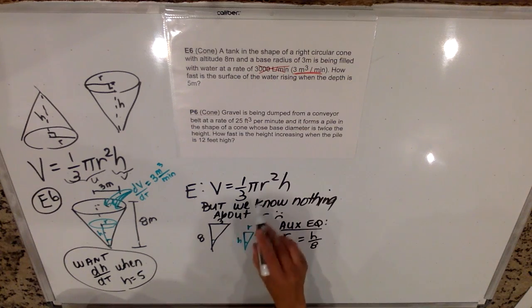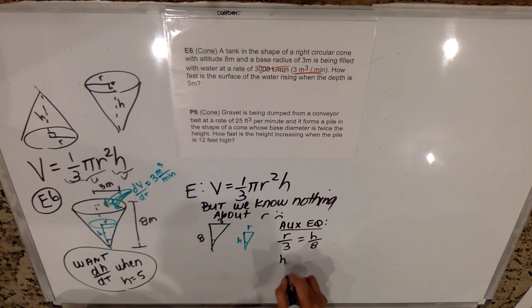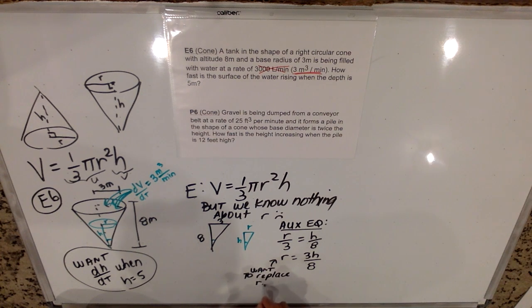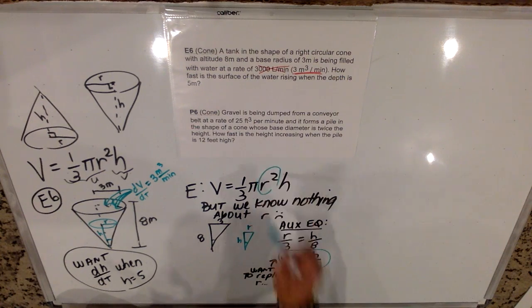Now the thing I want to replace is R, so I'm going to solve for R and get that, sorry, that's not what I meant to write. I'm going to get that R is 3H over 8. The reason I want to solve for R is I want to replace R. Now that seems counterintuitive, because you're thinking, oh, but I want H stuff, so I should solve for H, but you want to replace R so that your equation only has H stuff. So I'm going to use this to replace my R squared.